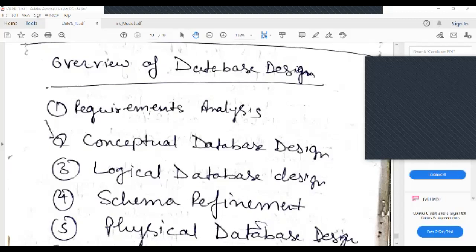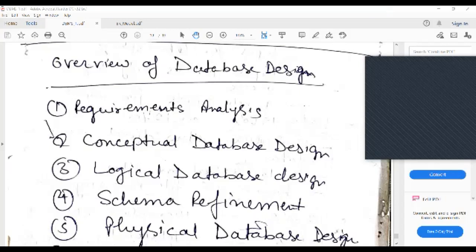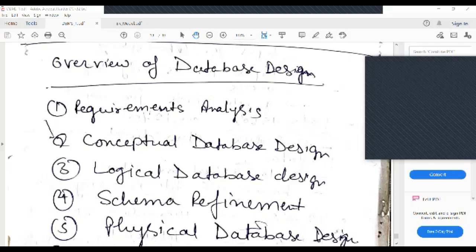In that reference, let us move ahead and try to know what is the design process of a database. Because what is our aim as a person, as an engineer or as a student? You must be able to design a database for any kind of enterprise. Okay, so this is our objective. So the question is from which point you are going to start the designing of the database.